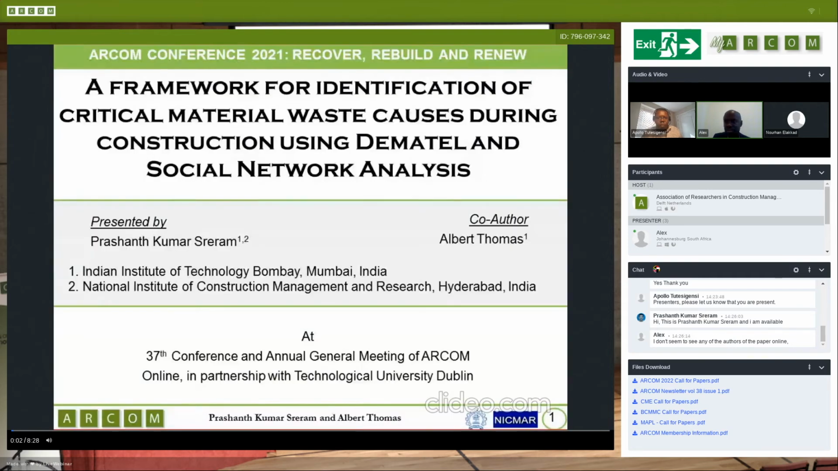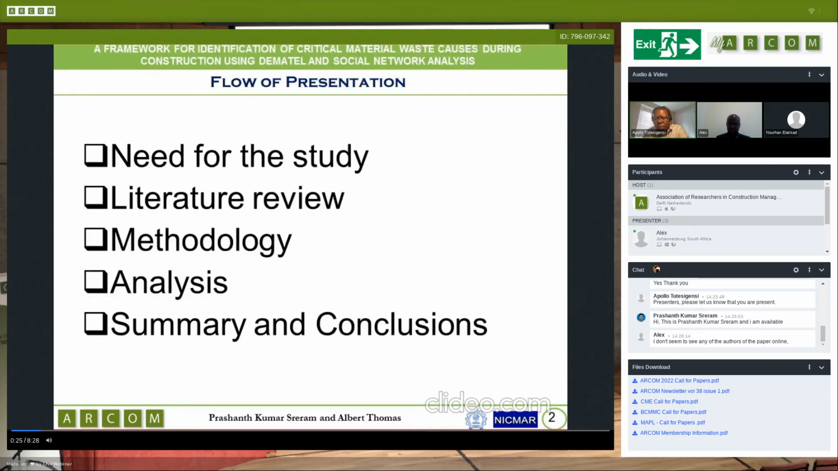Hello everyone, myself Prashanth Kumar, presenting a framework for understanding interrelations between material waste causes using DEMATEL and SNA, which is proposed as part of ongoing research work at Indian Institute of Technology, Bombay, India, along with Dr. Albert Thomas. The presentation would begin with need for study, literature review on material waste causes, including the research gap, methodology describing the proposed framework, followed by analysis of data, summary, and conclusions.